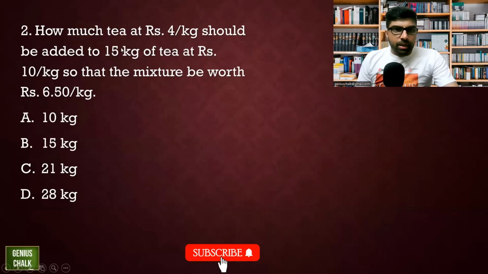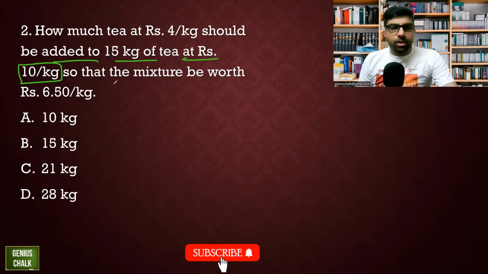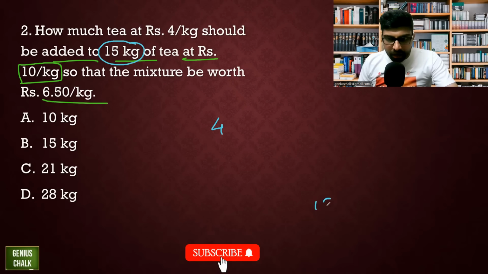Next one. How much tea at 4 rupees per kg should be added to 15 kg of tea at rupees 10 per kg so that the mixture be worth rupees 6.50 per kg? So 4 rupee per kg. That means, let's start with the first, that is 4 rupee per kg added to 15 kg. That means the quantity is written as 15, fine. And at 10 rupee per kg, and overall the mixture is worth 6.5 rupee per kg.